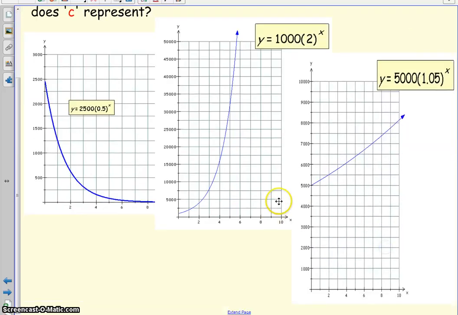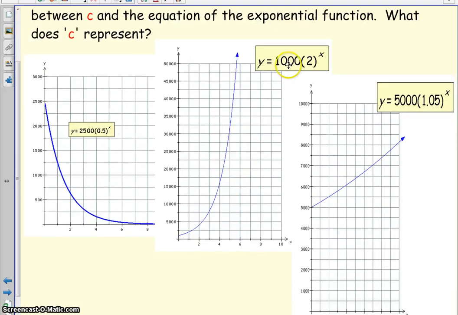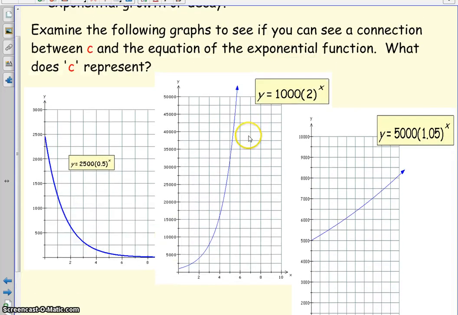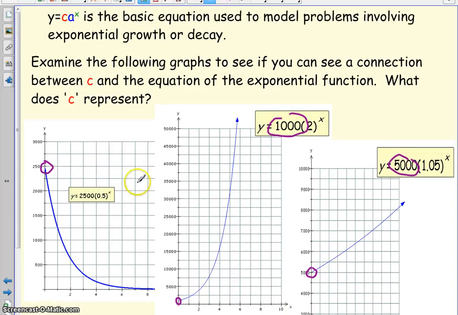So in this case, you can see our different c values: 2500, 1000, and 5000. If you look at the graphs, what does that c value represent? Maybe a little bit harder to see on the sheet in front of you, but the 5000, our c value, happens to be our y-intercept, our starting value. For 1000, the scale's not perfect, but it looks like it's happening around there. For 2500, same kind of thing. So this c value winds up being what we call our initial value, or the y-intercept.